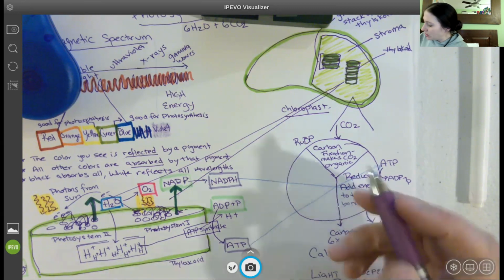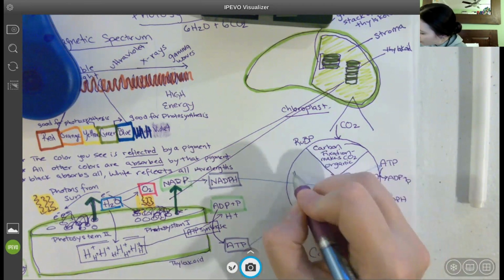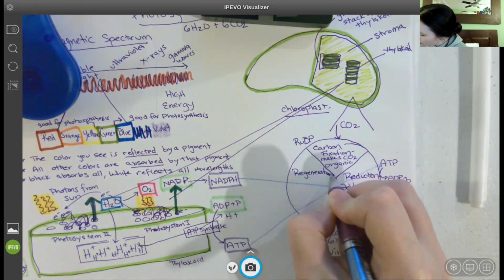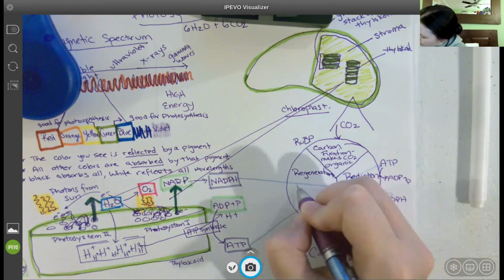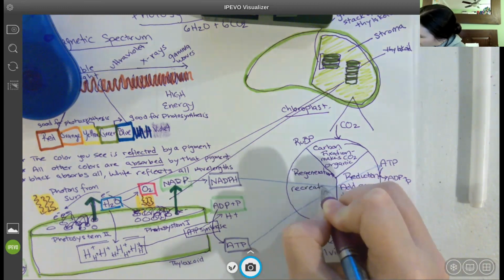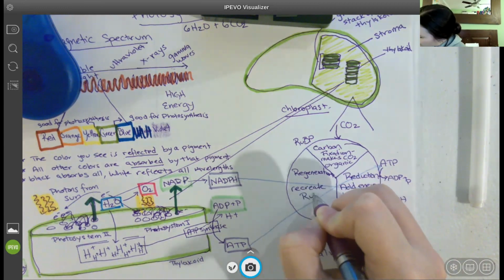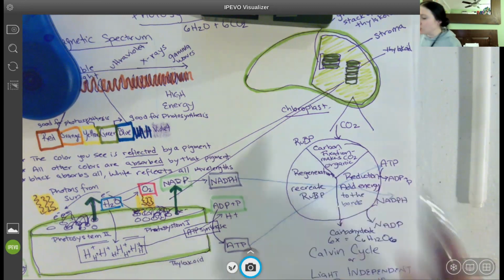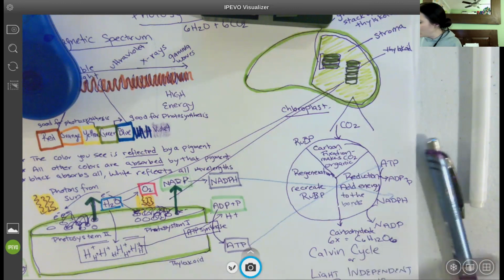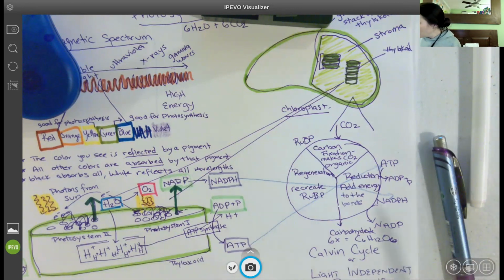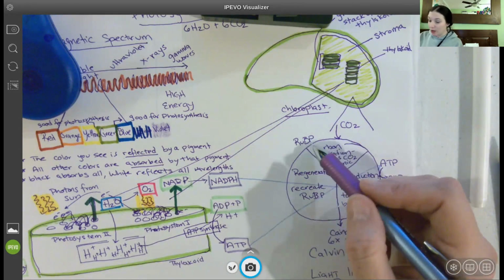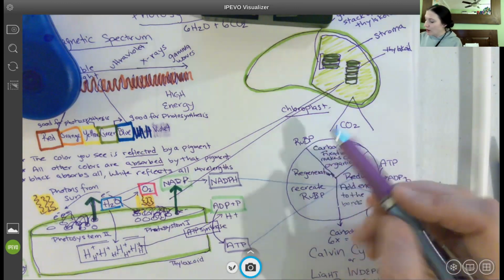After reduction, you have regeneration. And that's when you recreate the RuBP. It's a lot of work, but actually it's a big deal because you can't do that. So it's kind of a big deal. Then you make the RuBP. There's actually lots of them. It's very complicated. But again, you have the RuBP.